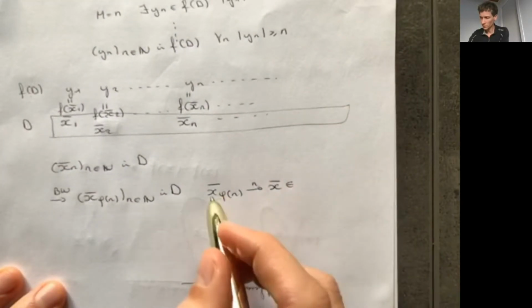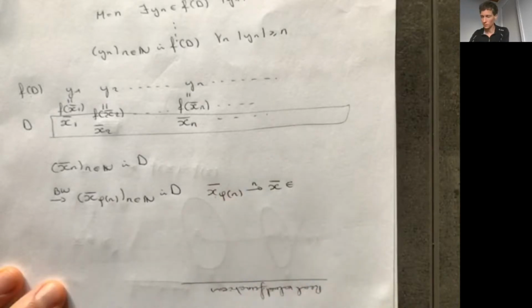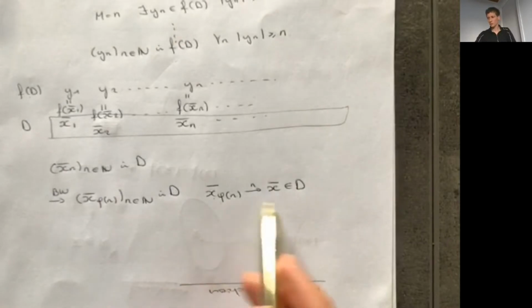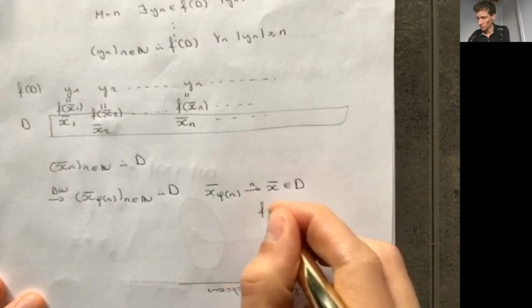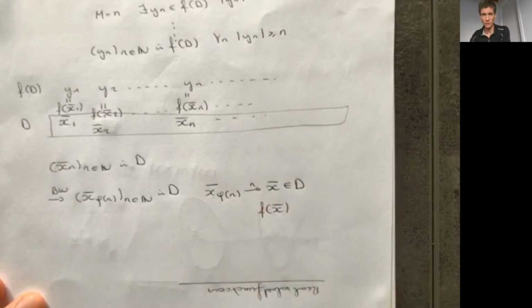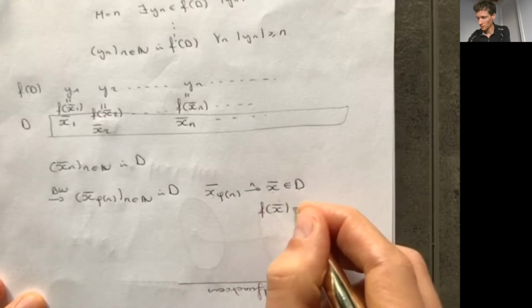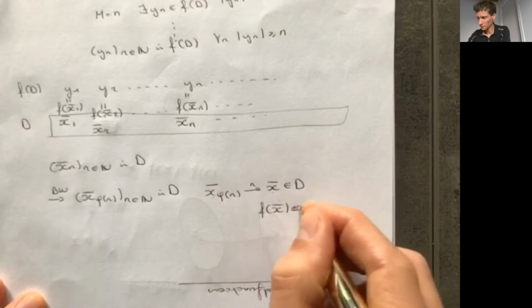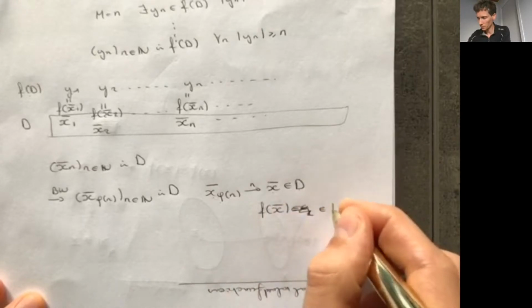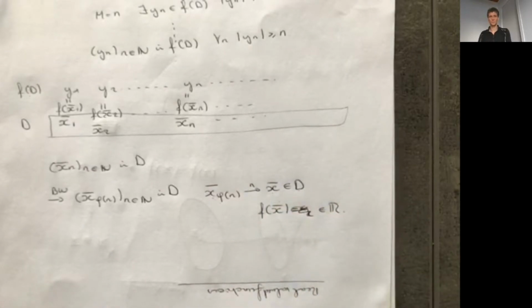What do we know? The domain is compact, so it's also closed. So this x, any sequence in a closed set which has a limit, then the limit should also be in the closed set, so x is in D. And in particular, we can look at the function value under x of this thing in the domain. So this is simply a number in R.